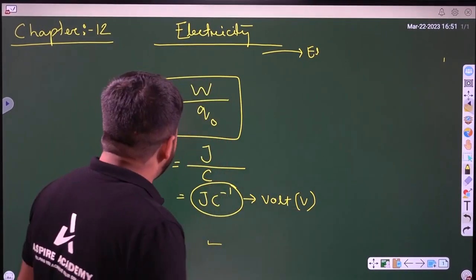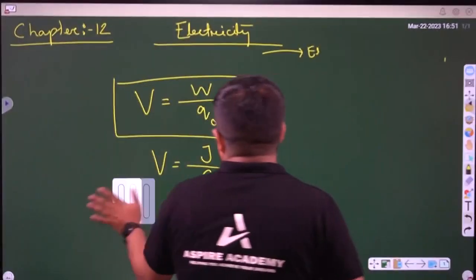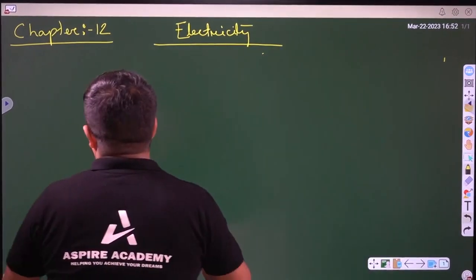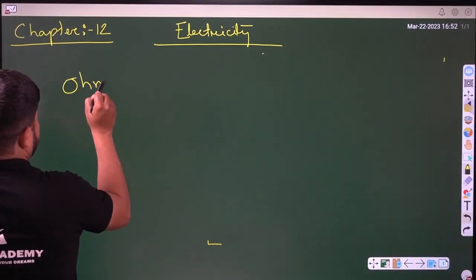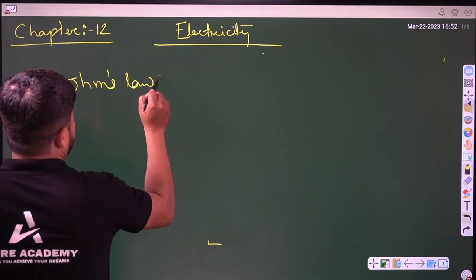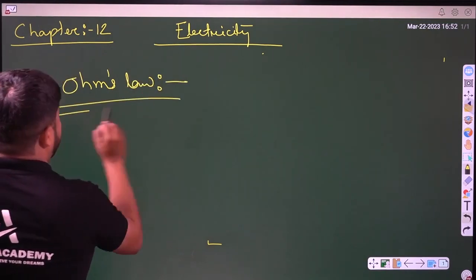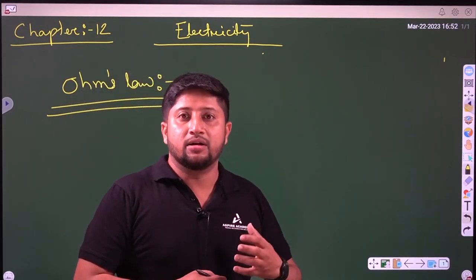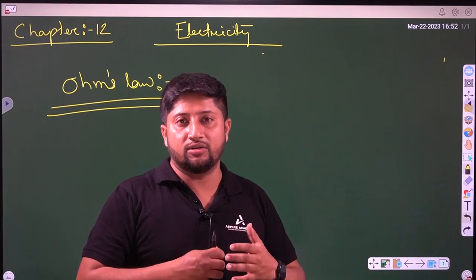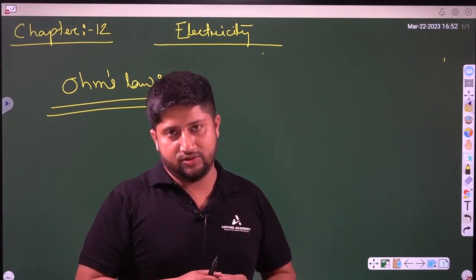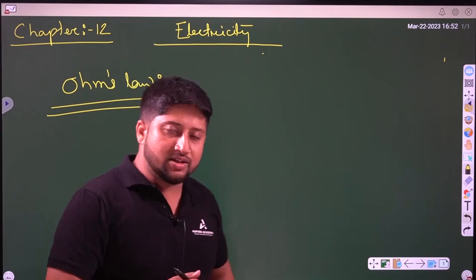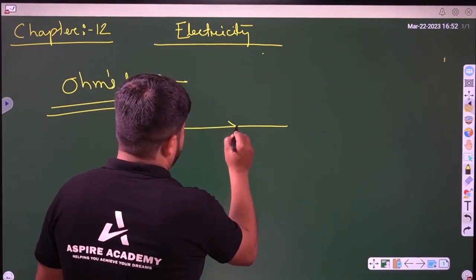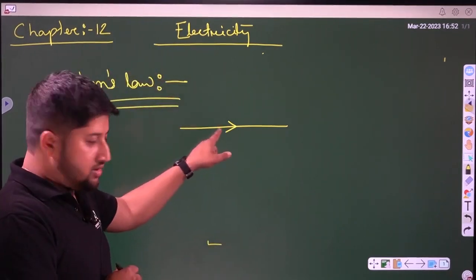Okay, so now the next very important topic is Ohm's law. Now what is Ohm's law? One scientist named Ohm gave a law regarding a conductor when a current is flowing through it. Ohm's law means whenever a current flows through a conductor, suppose this is a conductor and current is flowing.